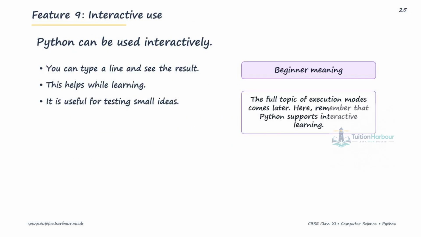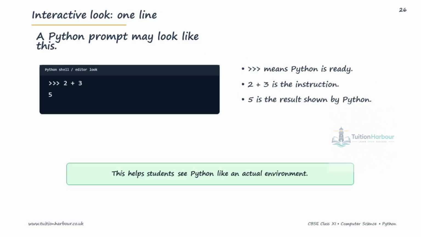Python can also be used interactively. You can type a line of code and immediately see the result, which is useful while learning. At the Python prompt, you can type 2 plus 3 and Python displays 5. The 3 greater than signs show that Python is ready for an instruction.